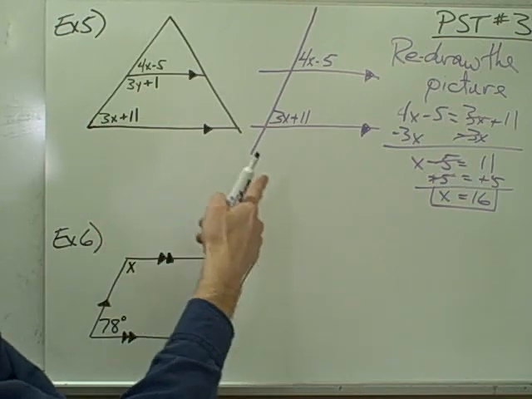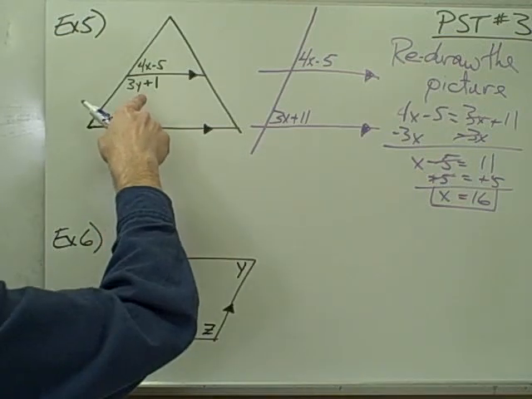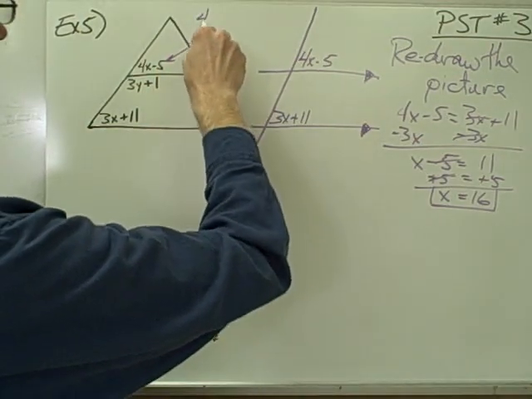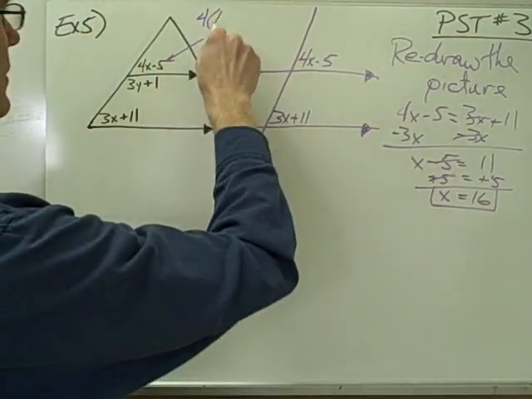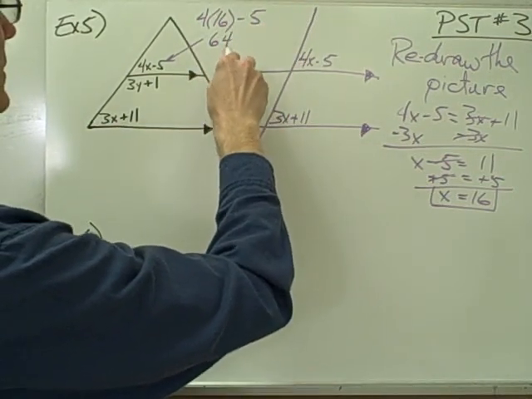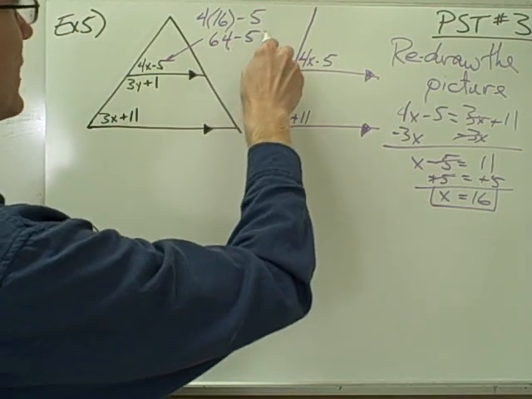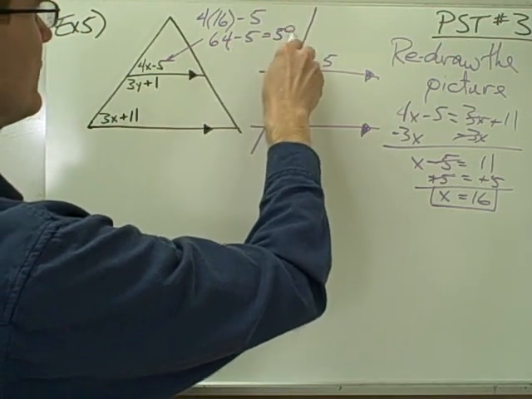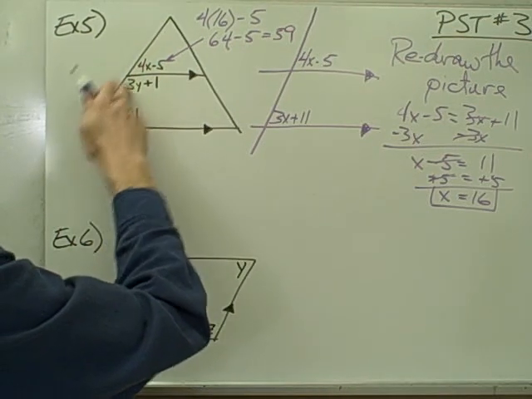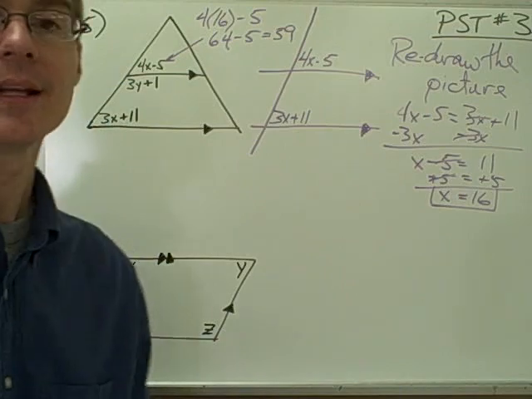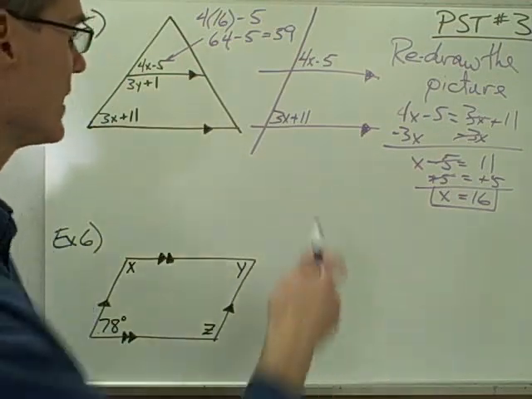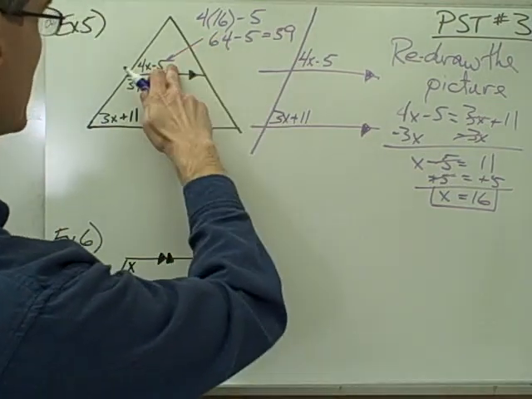So now I have my value for x. Let me go ahead and plug x in here, and I can solve for this angle: 4 times 16 minus 5. So that's going to be 64 minus 5, which is 59. So now I know this angle is 59. This angle is 3y plus 1. Well, these two angles form a linear pair, so I know that the sum of those two angles must be 180. So let me set that up. This angle is 59.